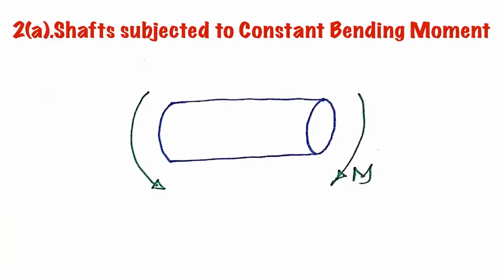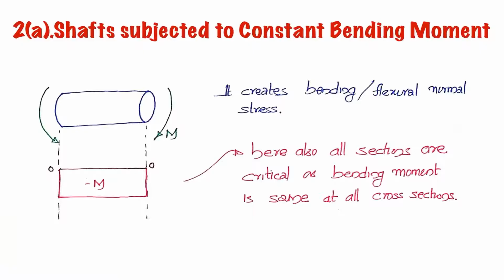Now we will be going for the next type of load, which is bending moment, and first we will be discussing the constant bending moment. Here a shaft is subjected to constant bending moment. The loading diagram is shown. Here we will be looking for where the critical cross section is. Critical cross section means the section which is subjected to maximum load, and here the load is constant bending moment. So for that you will be drawing the bending moment diagram. The bending moment diagram for this loading will be rectangular, which means all sections are subjected to the same bending moment.